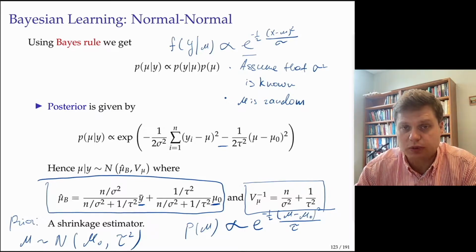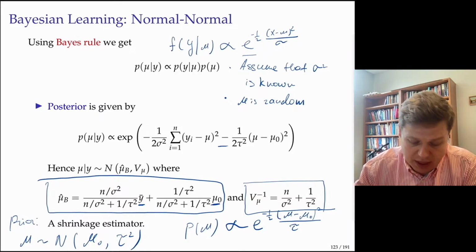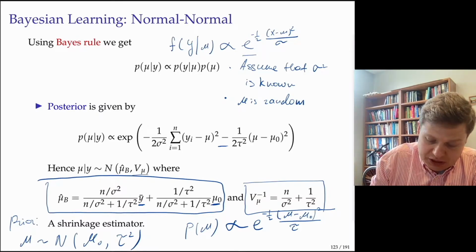So here, when we talk about the normal model, it's more convenient to talk in terms of precisions rather than variances, and precision is just 1 over variance. So the variance is just this number flipped.